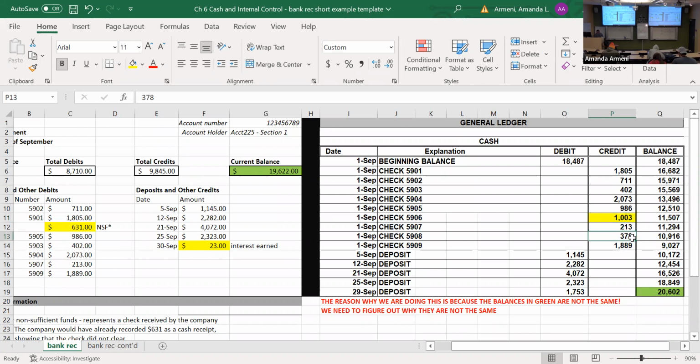Check 5908, $378. And again, what is the scenario that plays? What had to have happened for this to be the case? That we have a check, we wrote it, and the bank doesn't know about it. Got it. They just didn't cash it yet, right? Whoever we gave the check to make our payment, they just haven't cashed it yet.